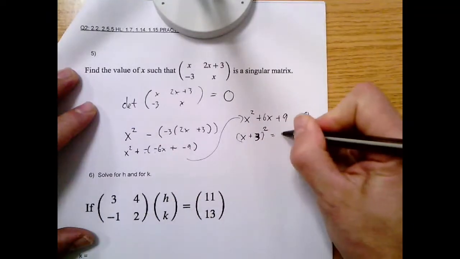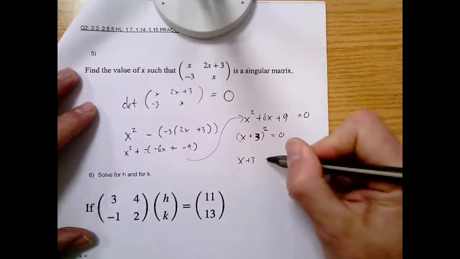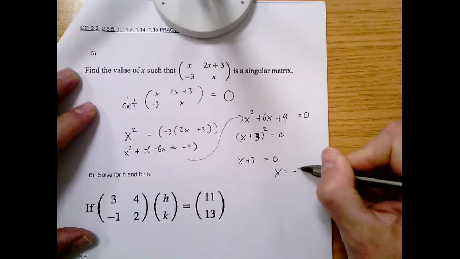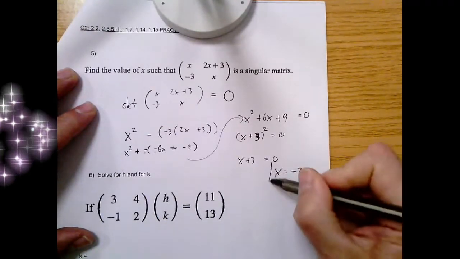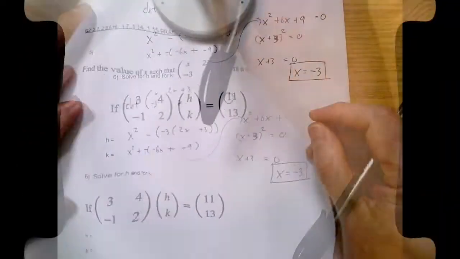That equals 0. We take the square root of both sides. We get x plus 3 is the square root of 0, which is 0. And you find x is negative 3. There we go. Ta-da! Let's go to the next question.